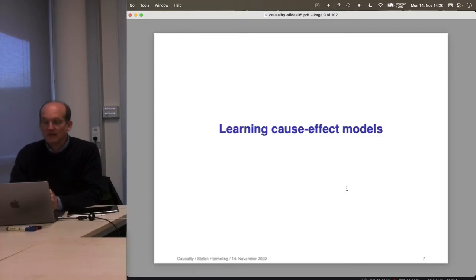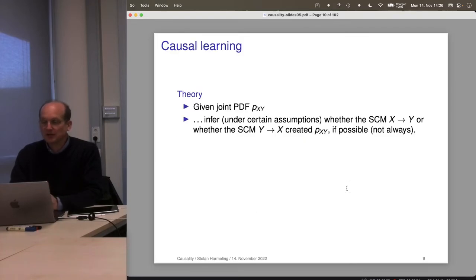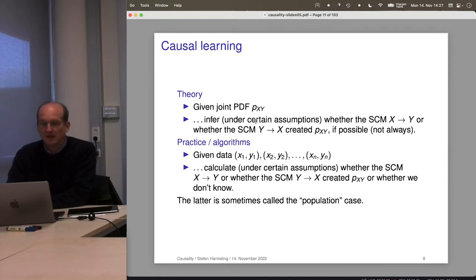Okay, so let's first start with the first point. Why do we need additional assumptions? So suppose I have a joint distribution, P(X, Y), where it doesn't matter in which order I now wrote X and Y, right? It's symmetric, so it doesn't matter. Then in theory now, I want to infer, and I will need assumptions, whether the true structural causal model X causes Y or the other way around created my joint distribution. So sometimes I can infer it from the joint distribution under certain assumptions. In practice, we are given a data set, okay?